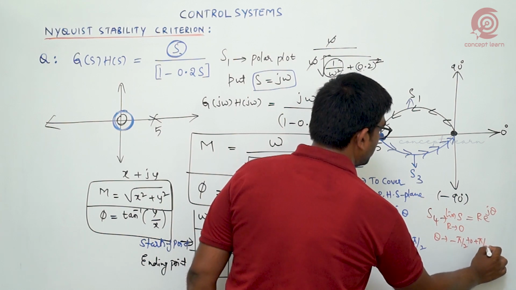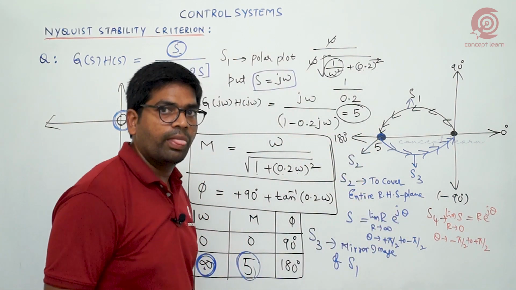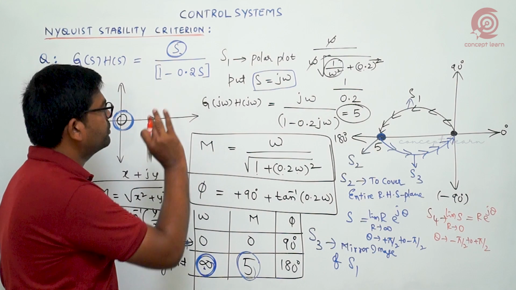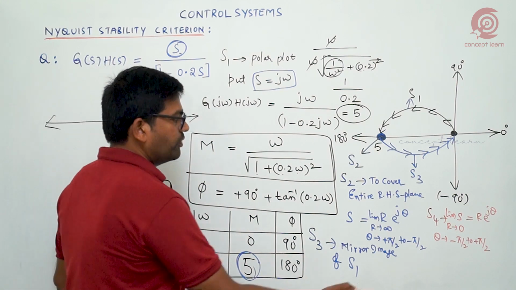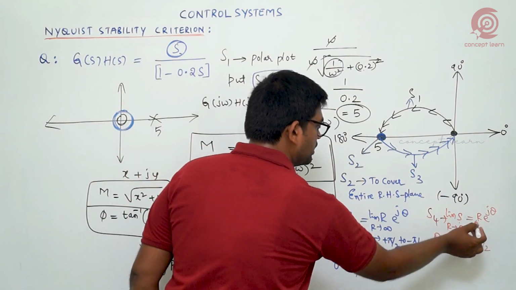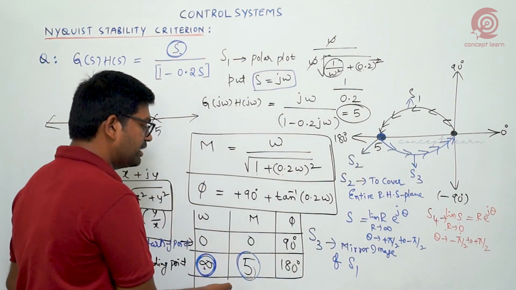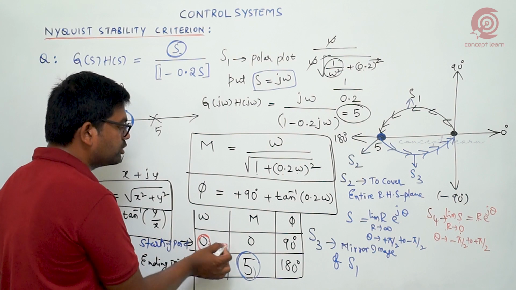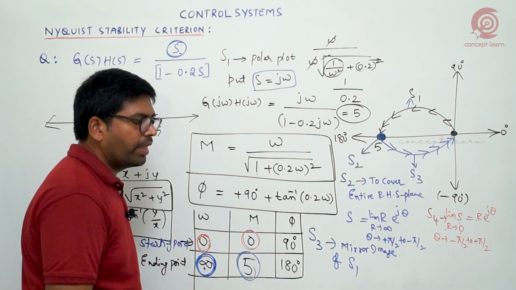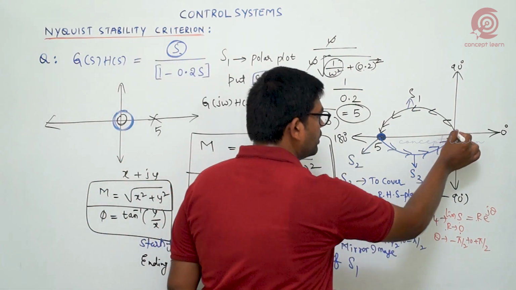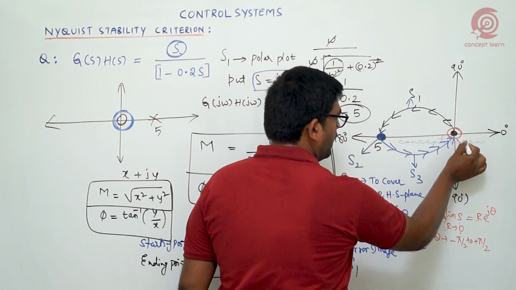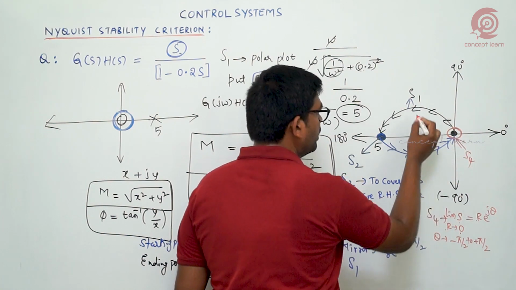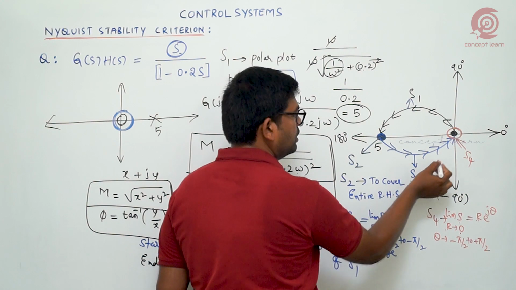We did this procedure even in the earlier example, but this time the transfer function is different. Wherever S is there, r e power j theta, but r tends to 0, nothing but S tends to 0 only. We already did that. S tends to 0 or omega tends to 0. How much magnitude did we get? 0 only. This one only indicates our S4. Okay, this is S1, S2, S3, S4.